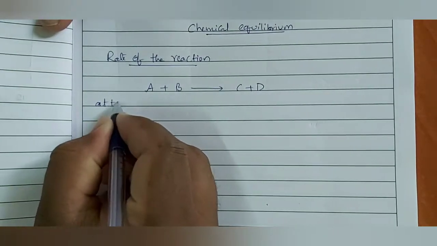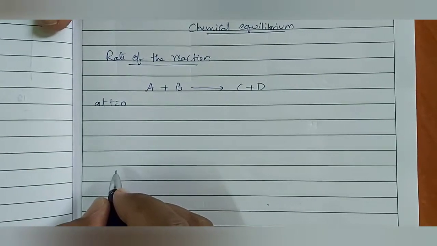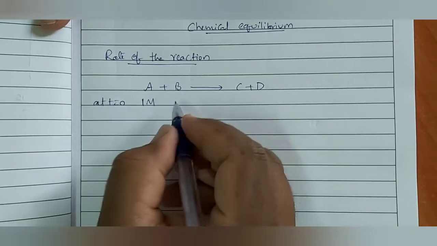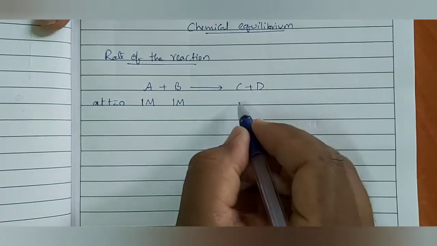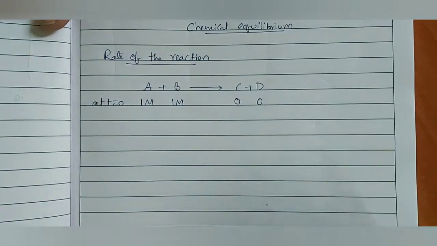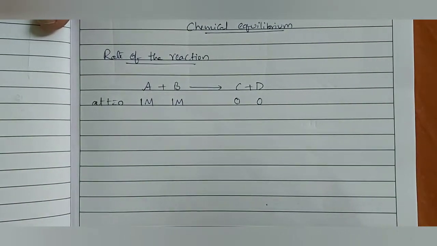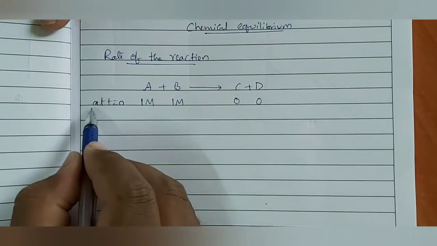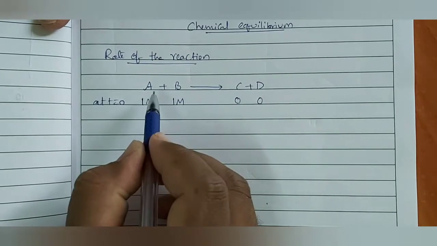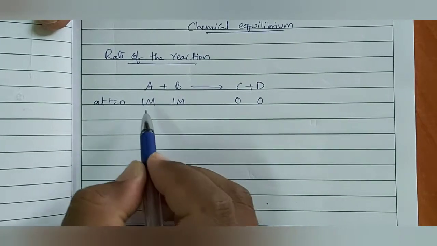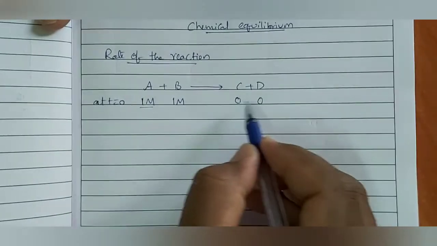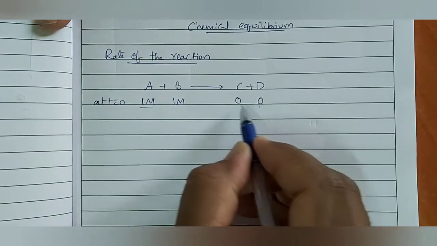At time t is equal to 0, 1 molar A is there and 1 molar B is there. C and D are 0, meaning the reaction is not started. Observe the terms clearly, whatever I am teaching you. This is the initial time t is equal to 0. I did not mix A and B. In two separate beakers, I have taken A and B. Those are 1 molar solution and 1 molar solution. At that time, C and D will not be there. That's why I have taken 0 and 0.